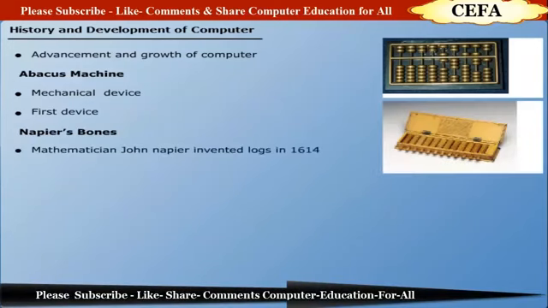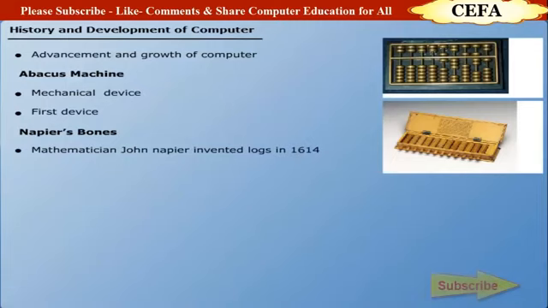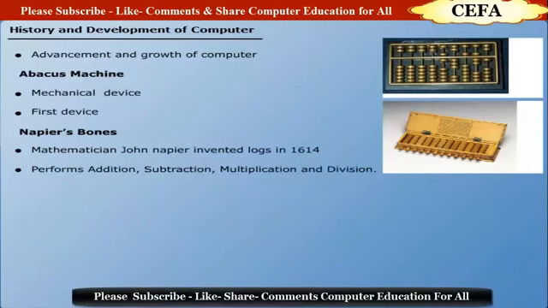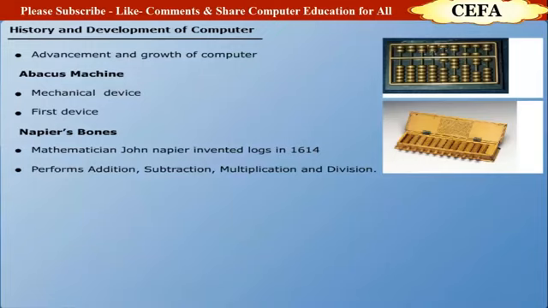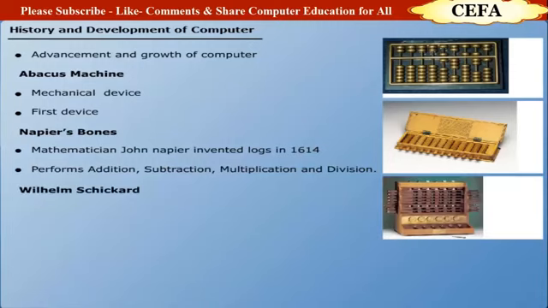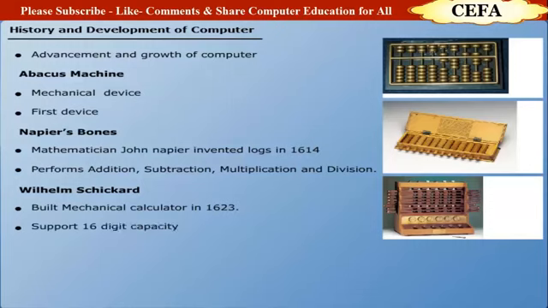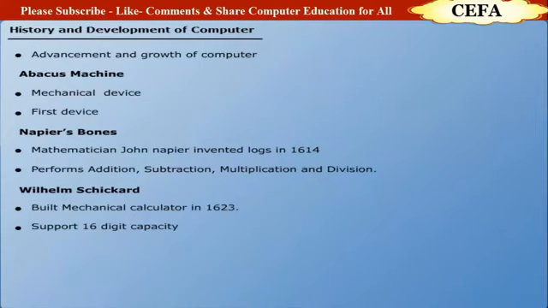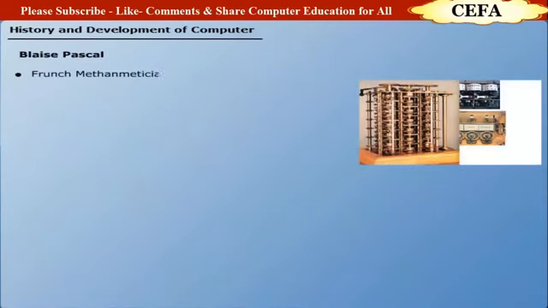Napier's bones. John Napier, a Scottish theologian and mathematician, invented logs in 1614 through which he was able to perform multiplication and division, and later on it was converted to addition and subtraction. William Shepard. William Shepard built a mechanical calculator in 1623 which was able to perform the process of multiplication. This device supported 6-digit capacity.